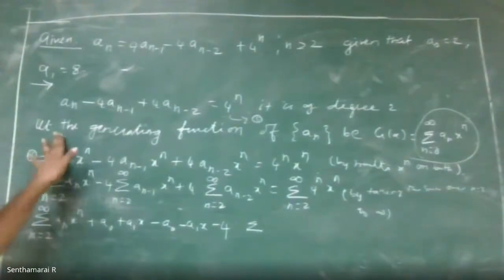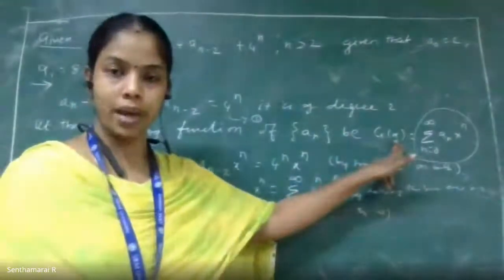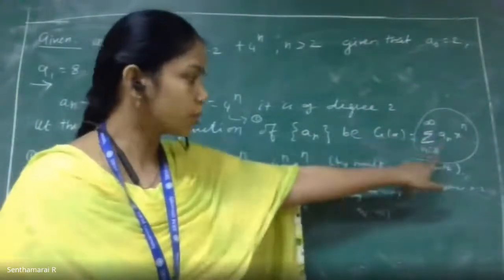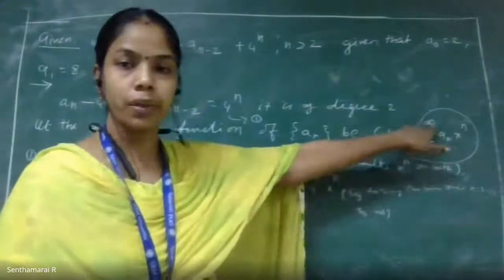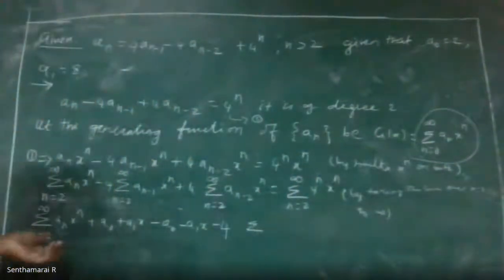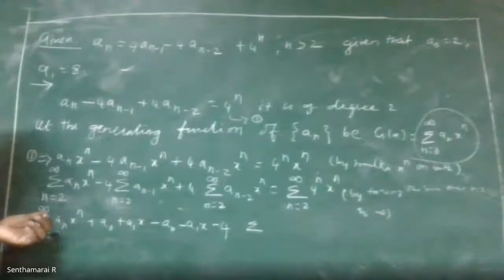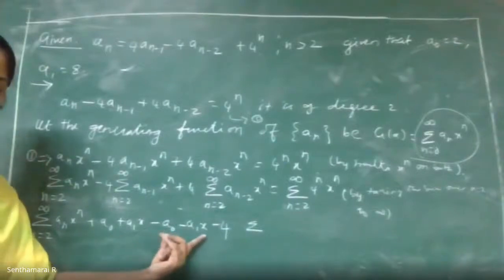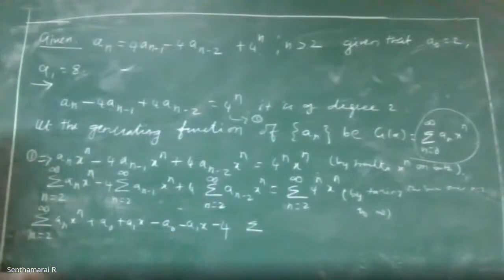But in the general case, we need to convert. When I wish to write the general notation G of x, it should start from 0 to infinity. So I am trying to write the summation over n equal to 0 to infinity. For that I need these two terms, and corresponding to those terms I subtracted the same terms to avoid any change in the equation. Is it clear?